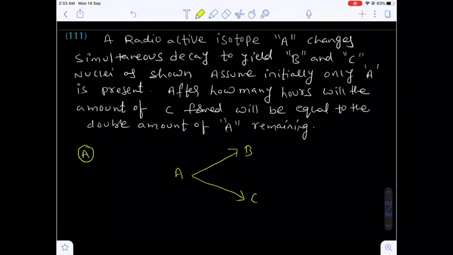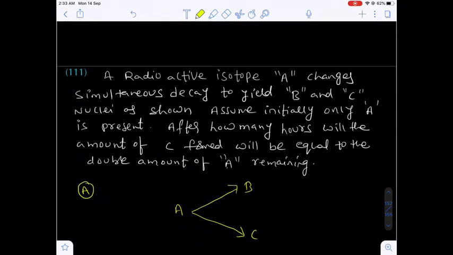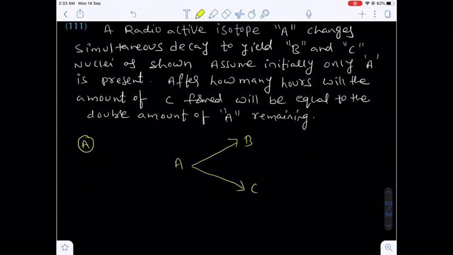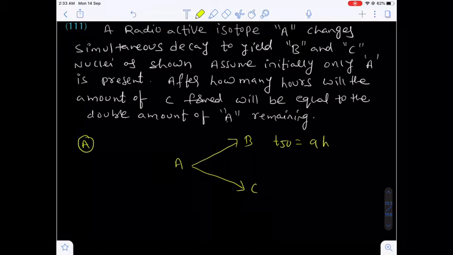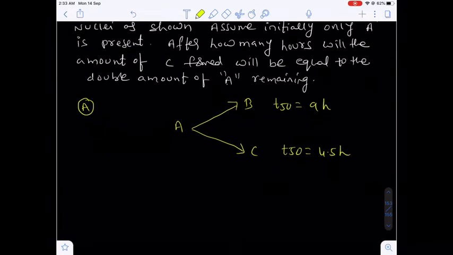Now here, what is the half-life given? Here the half-life T50 is given as 9 hours. It is also in the given question. T50 is given as 4.5 hours. Are you getting my point? This is also given in the question.